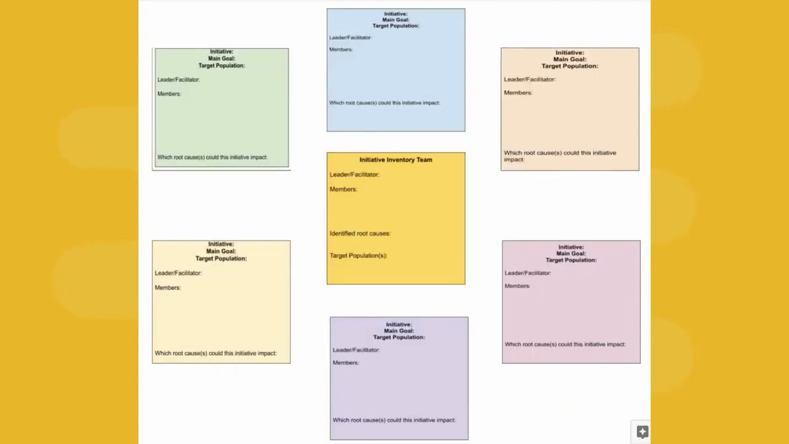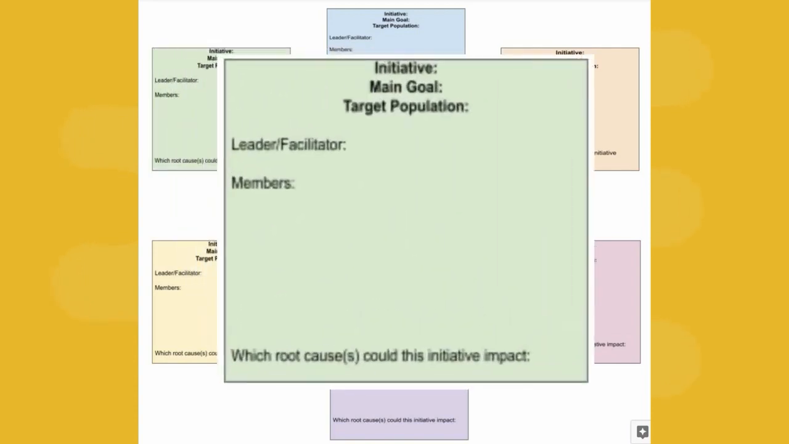Using the initiatives you identified that could impact your root causes, start filling in the boxes surrounding the center box. Start by identifying the initiative name, such as PBIS, RTI, or CTE, the main goal of the initiative, and the target population. Identify the leader and all team members. At the bottom of the box, list any of your root causes this initiative has the potential to impact. Complete one box for each initiative your team identified.